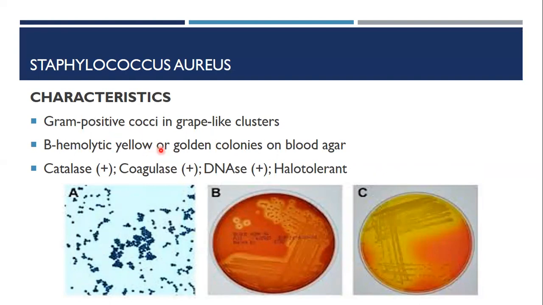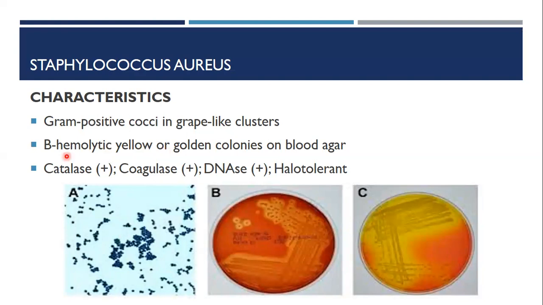So alpha hemolysin is responsible for beta hemolysis of Staphylococcus aureus colonies in blood agar, and when this organism is incubated at room temperature, that's 20 to 25 degrees, it produces yellow or golden colonies. Okay? So this is due to production of what pigment again? Staphyloxanthin.